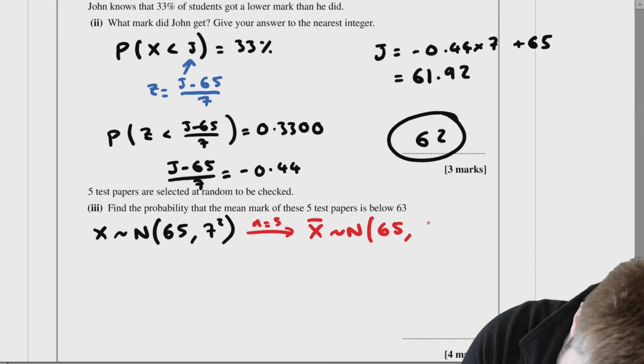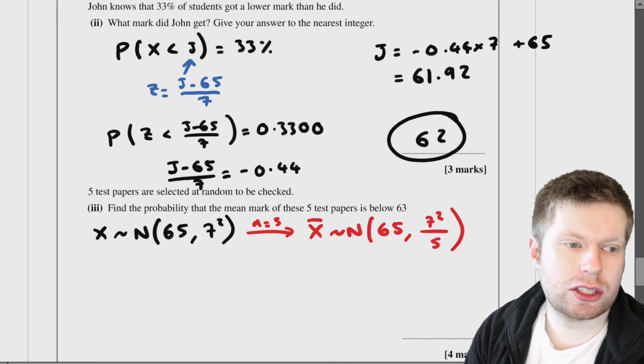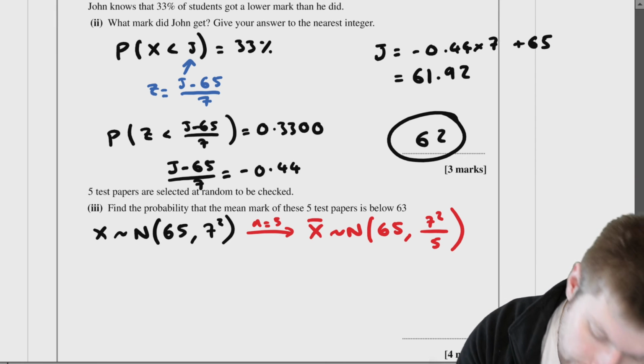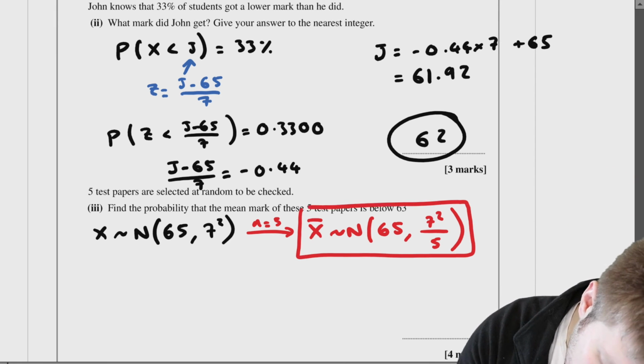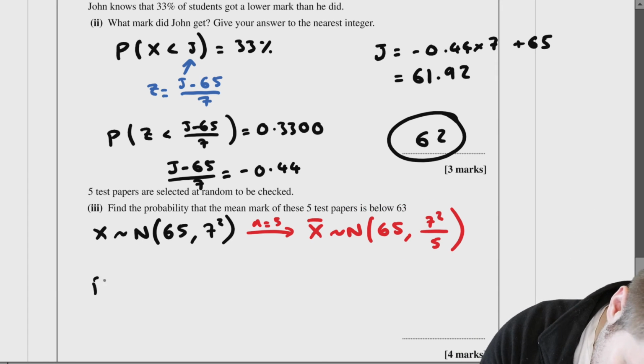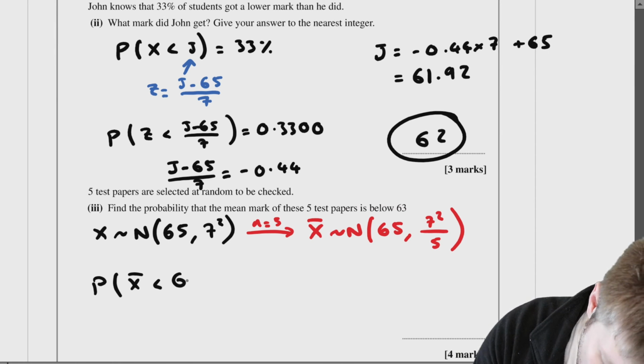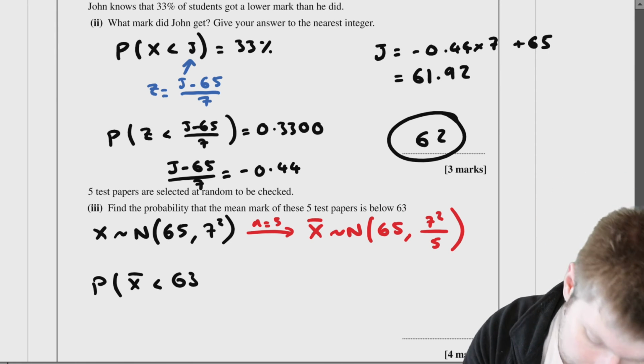However, the variance, in other words 7 squared, should decrease by a factor of n. In this case, the sample size is 5. Okay, so this now is the new distribution that I'm going to be using. Now I need to find the probability that the mean mark of these test papers, so x bar, is below 63. Okay, so I need to find this.